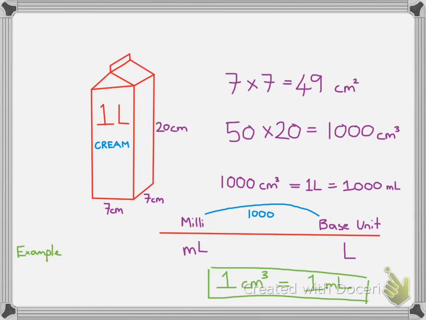Here's just another quick example of this in practice. Convert 3 metres cubed to millilitres. I'm going to convert the metres cubed to centimetres cubed, and so I multiply by 100 3 times. Answer 3 million centimetres cubed, which, because of our formula, is the same number for millilitres.